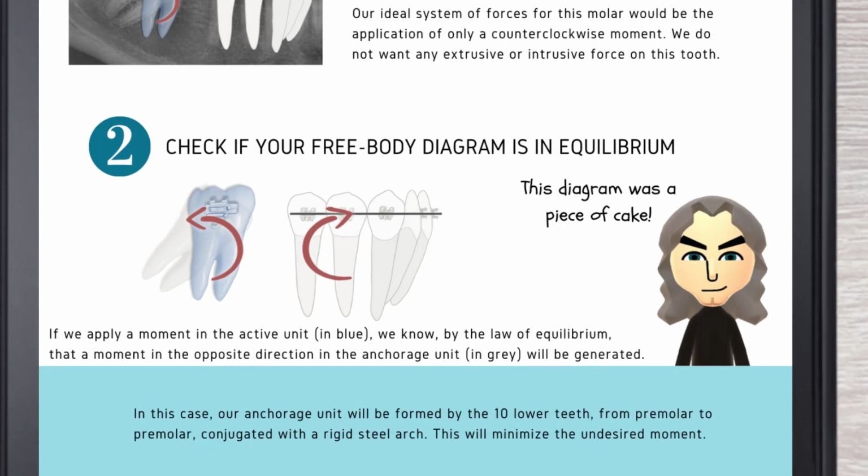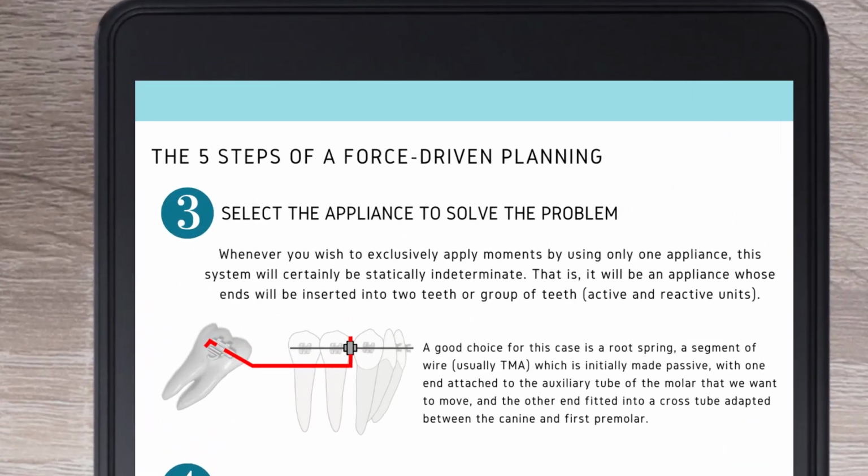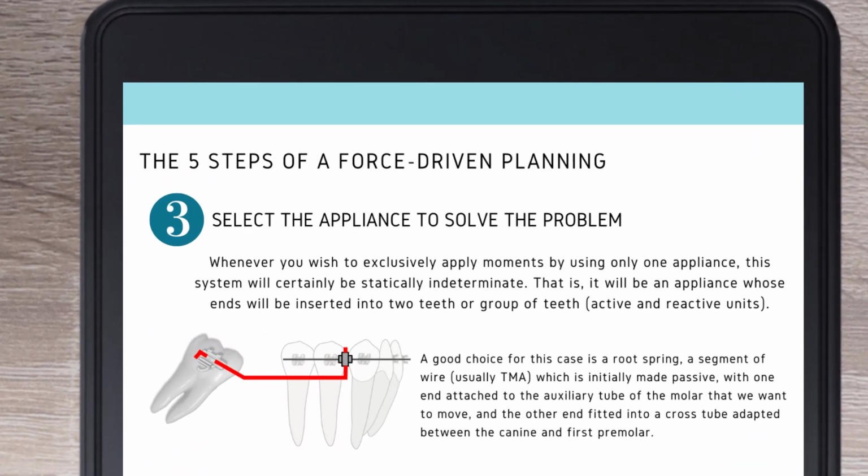In this case, our anchorage unit will be formed by the 10 lower teeth, from premolar to premolar, conjugated with a rigid steel arch. This will minimize the undesired moment in the anchorage unit. In step number 3, we will select the appliance to solve the problem.